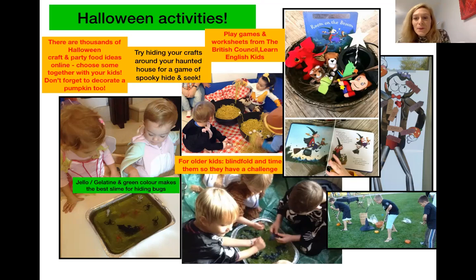So, another two activities on the right here. Here it was pumpkins, little rolling pumpkins that you can find anywhere. You can also use balloons. And broomsticks, you can either make your own or get a broomstick as part of a Halloween costume. And they have a race. How quickly can they sweep the pumpkin from one side of the room to the other, or in the garden as well? It's quite a fun thing to do as a race for older kids.